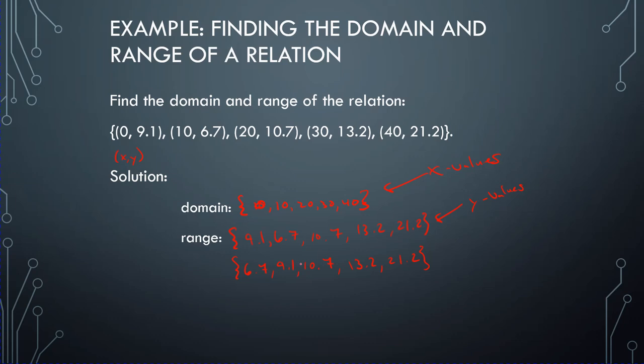Because what you're not going to do is just rebuild the ordered pairs from looking at the domain and range like that. Okay, it doesn't necessarily always have to be in order.